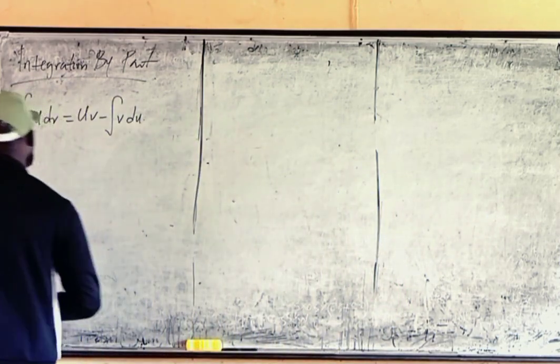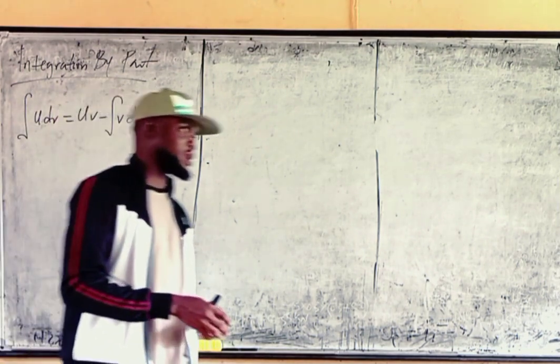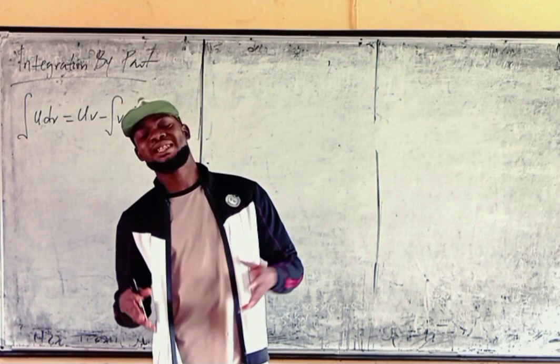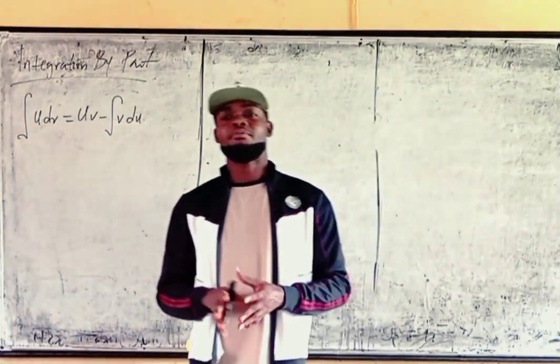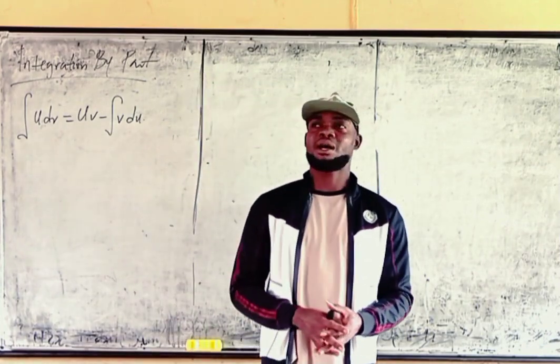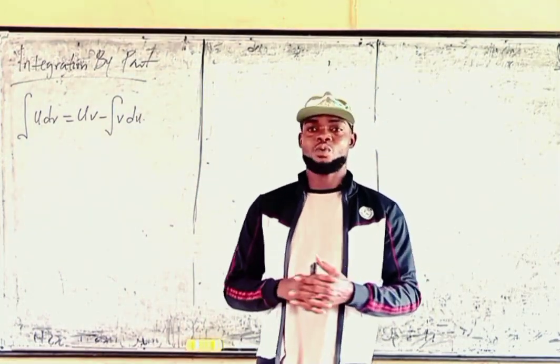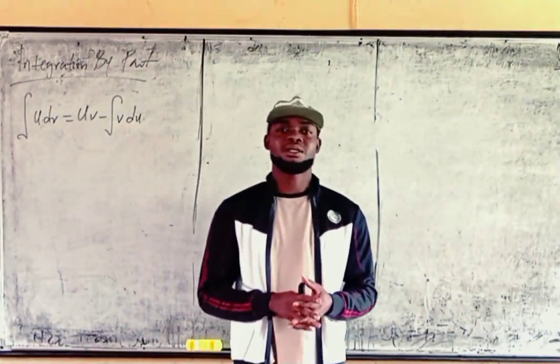Now the definition is, if you have the integral of u dv, the answer will be uv minus the integral of v du. What is the meaning of this? We are talking about when we have a product of two dissimilar functions multiplied by each other. How do we integrate two dissimilar functions? That's what we are looking at in this section.